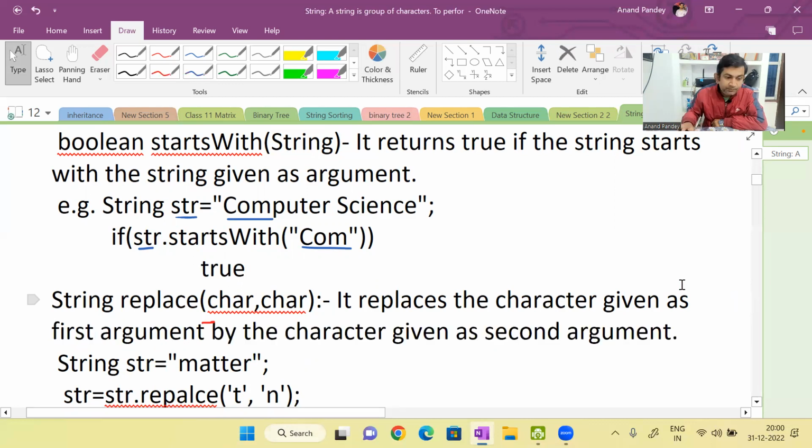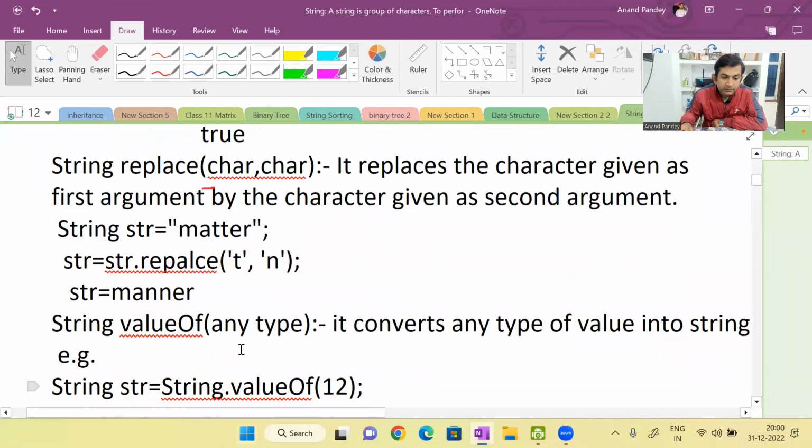Now next function, replace. Students, I am going faster. So if you have any doubt, meanwhile, in comments you can ask. You have a comment section to clear your doubts. So please ask there.